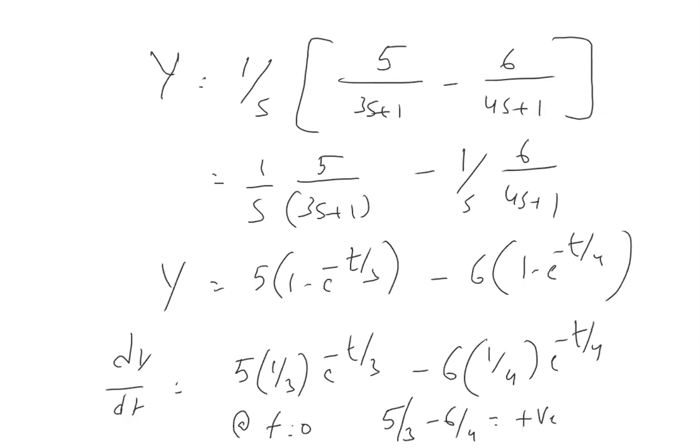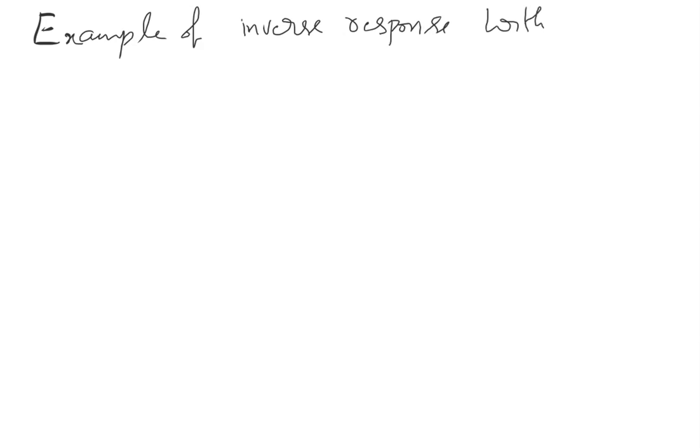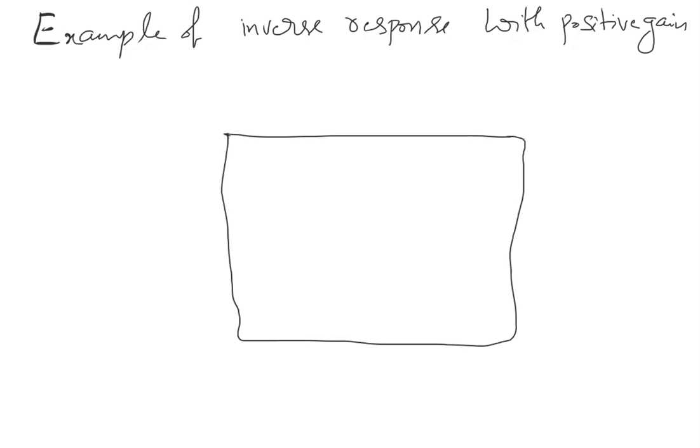So then I told that I'll tell an example of, let's say, inverse response. So what is the example of inverse response with positivity? So you have a boiler, something like this. How does the boiler look like? So this is the boiler. The level is like this.